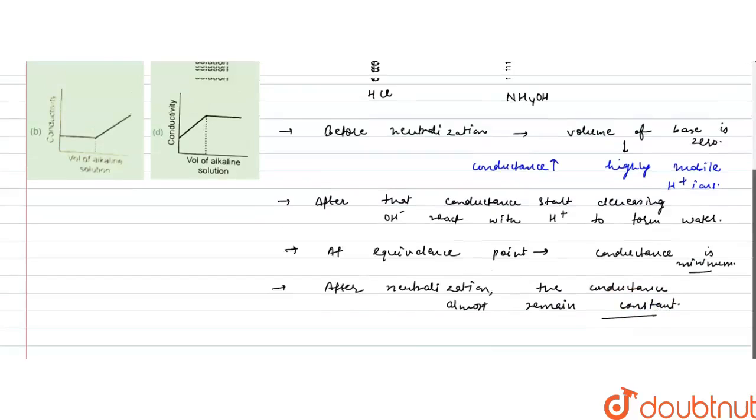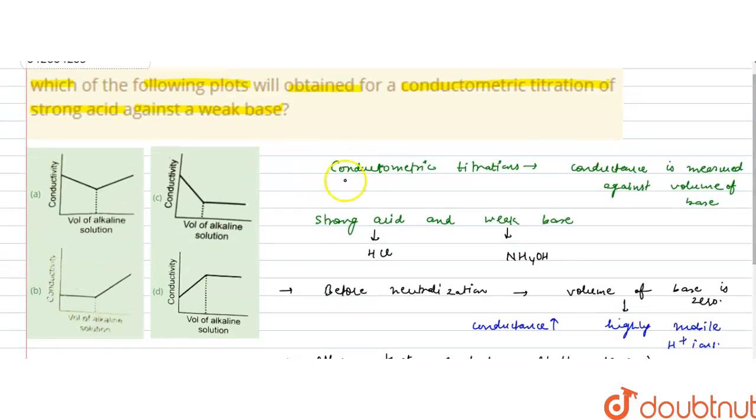So it means the graph would be like this: the conductance is high due to the presence of H positive ions when the volume of weak base is 0. After that the conductance starts decreasing, and after the equivalence point it becomes constant, because this is a weak base that dissociates in very little amount. If we keep adding the weak base, it dissociates in a small amount, so it will not affect the conductance. It means the conductance becomes constant.